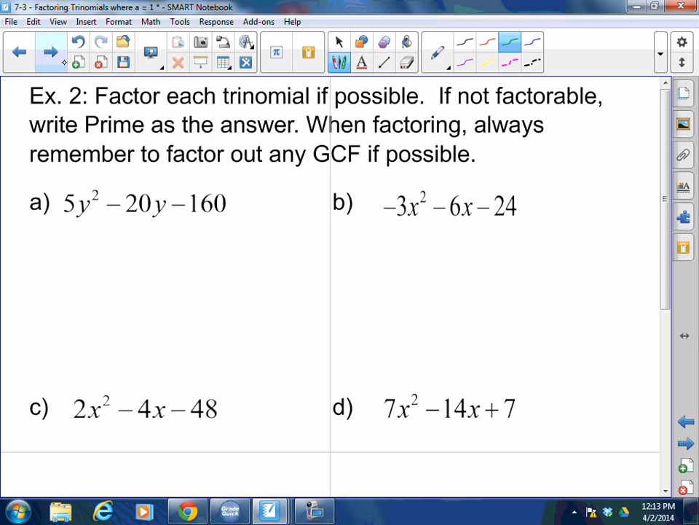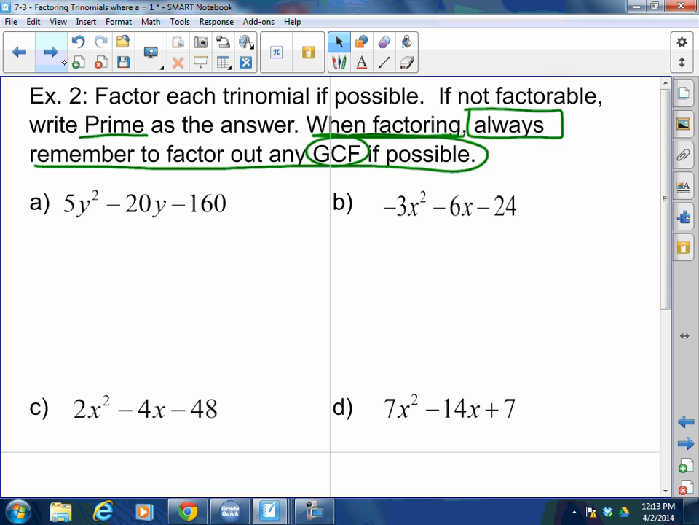Okay. Now, factor each trinomial if possible. If not factorable, write prime as the answer. However, remember what we talked about yesterday. Whenever you're factoring, always, and I mean always, remember to factor out the GCF if possible. Factor out that GCF if possible. So, of course, in all of these, there's a GCF because I want you to practice it.